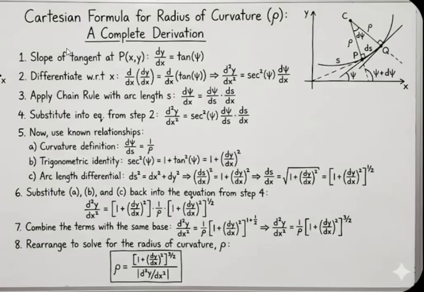Okay, we are going to study how to derive the formula for the radius of curvature, a complete derivation. How can we find out the radius of curvature? The radius of curvature is the radius of the osculating circle, which best approximates the curve at that particular point.